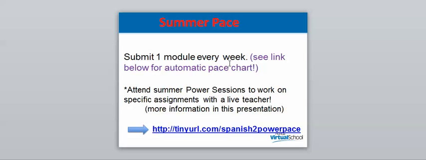So if you are working specifically to get this done in the summer, you want to submit about a module every week. It's going to be about 8 to 9 assignments. We have an automatic pace chart built up for you that you can use and kind of tailor to make your own. It is set up to get you complete by the middle of August. If you want to speed it up a little bit, you're more than welcome to, but this is a general pace chart that we've put together specifically for Spanish 2 students that are starting right around now.